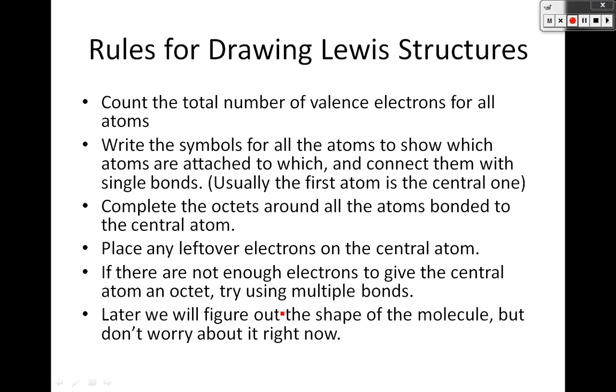There are also some exceptions to the octet rule, such as when there is an uneven number of total valence electrons. And we're going to talk about that in class. I'm going to show you an example of that. But that's also in your book, so you can look at that as well.